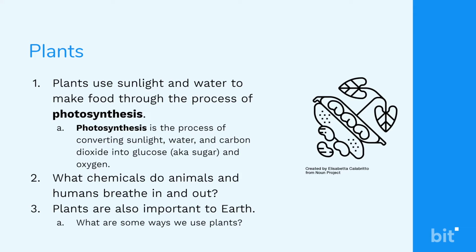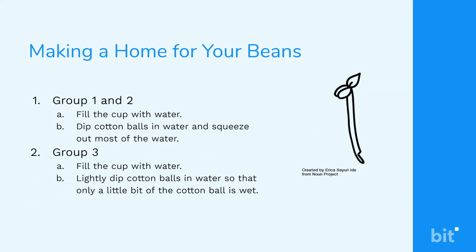By asking the class what chemicals animals and humans breathe in and out, you can guide students to realize where plants get those materials to perform photosynthesis. Then you can end that discussion by letting students know that although plants and animals are quite different, plants are crucial to animals and Earth. After this initial instruction, it is time to set up for the growing beans experiment. You can now distribute the materials to each student and go to their group.